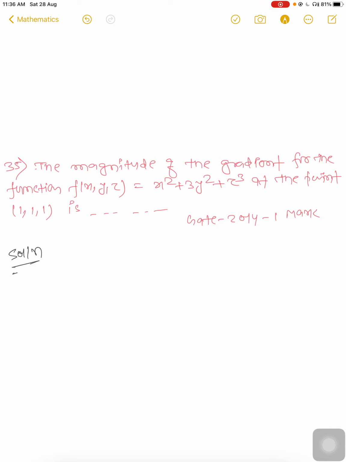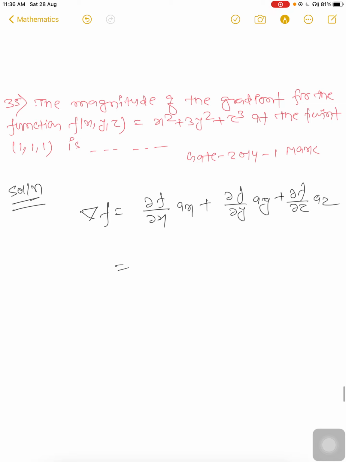This will be the last question for today's lecture. The magnitude of the gradient for the function f of x y z equal to x square plus 3y square plus z square at the point 1 1 1. We have to find the magnitude of the gradient, and this will be del f, which is del f by del x ax plus del f by del y ay plus del f by del z az.